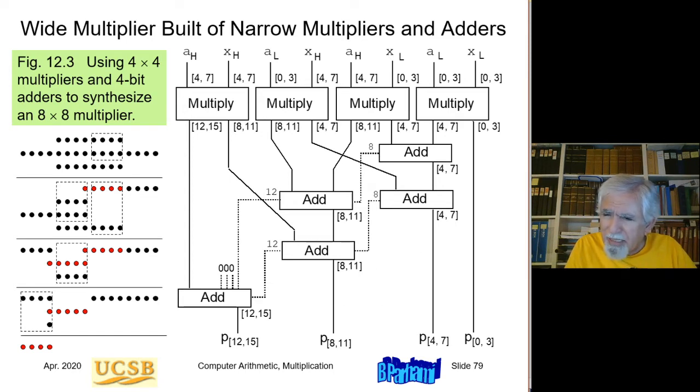Of course, this is not the fastest design, because I could have used carry save addition in this process to reduce these numbers faster. As drawn here, the latency through the addition part consists of one 4-bit adder, a second 4-bit adder, a third 4-bit adder, and then a fourth. There are 4 4-bit adders on the critical path. So it's not particularly fast, but it has the advantage of using just standard components, 4x4 multipliers and 4-bit adders.